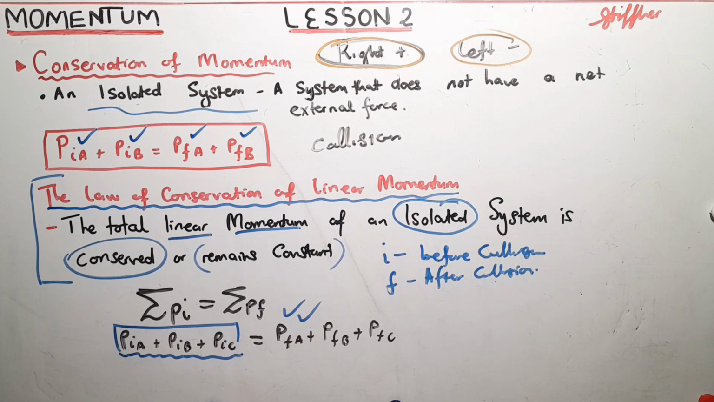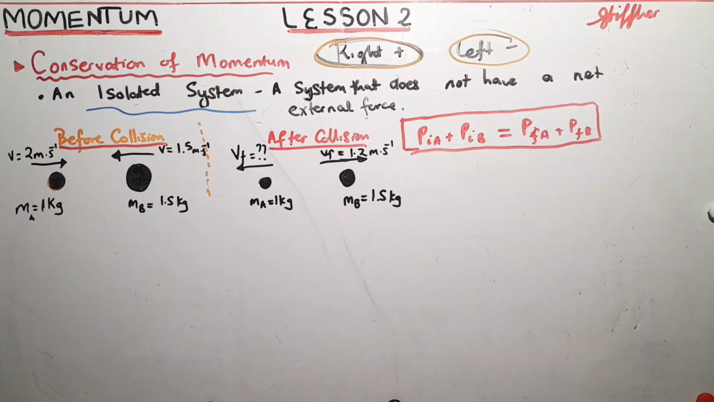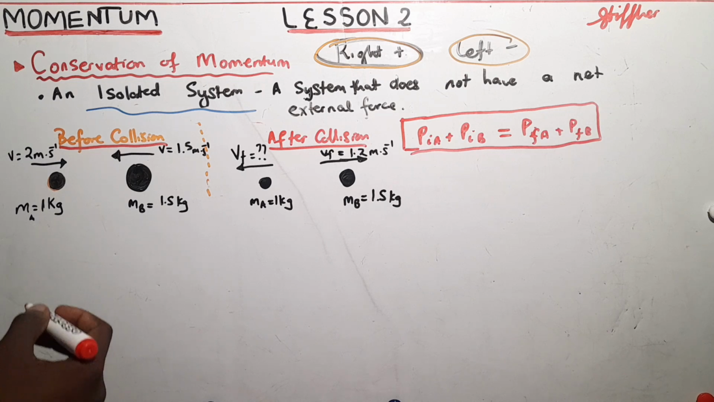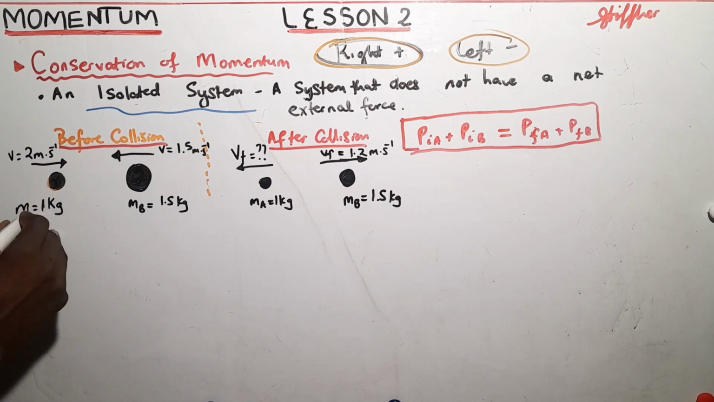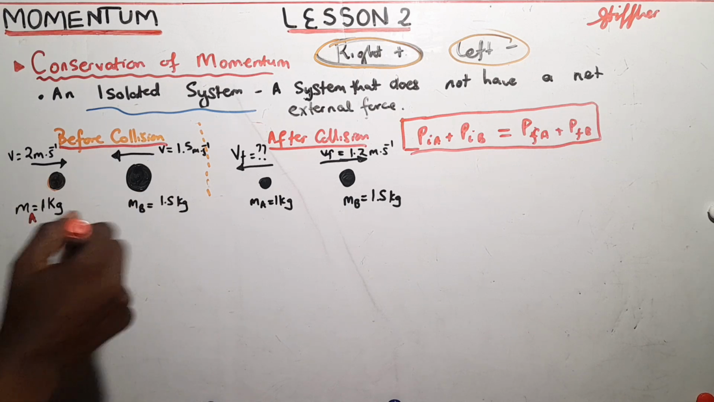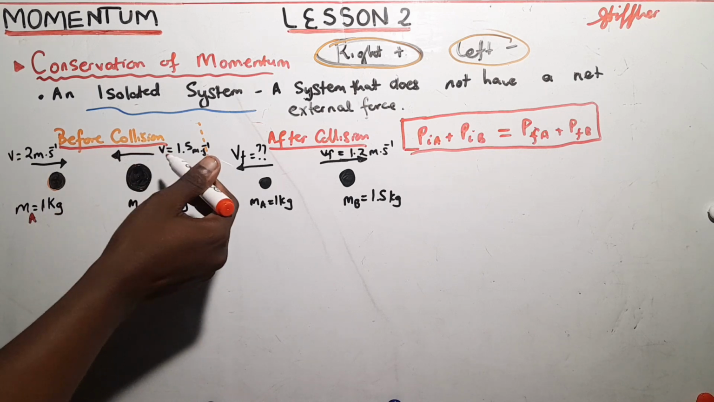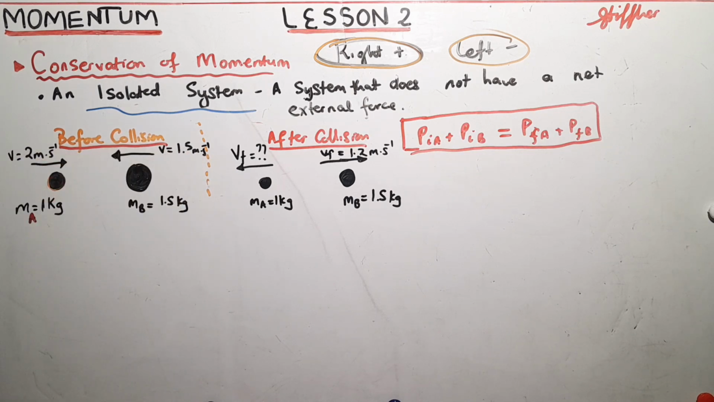So we are going to have a couple of questions and I'm going to help you to solve this type of question. So before us, we have this question here. We can see that this situation is before the collision. We have body A with mass 1 kg, body B with mass 1.5 kg. Body A was moving to the right at 2 meters per second, and body B was moving to the left at 1.5 meters per second.